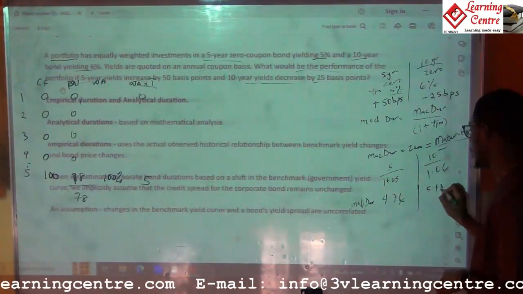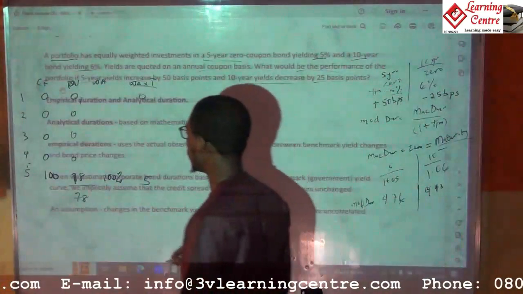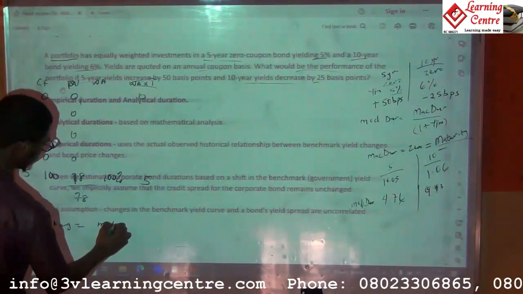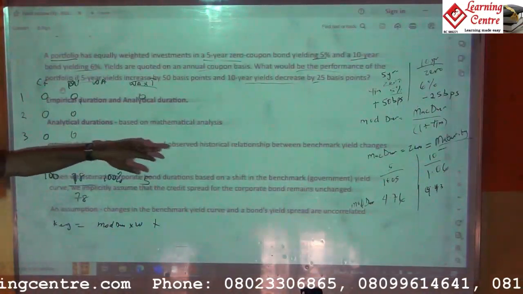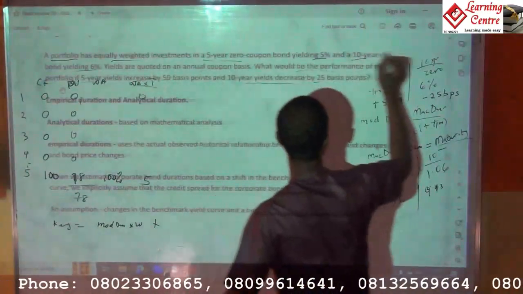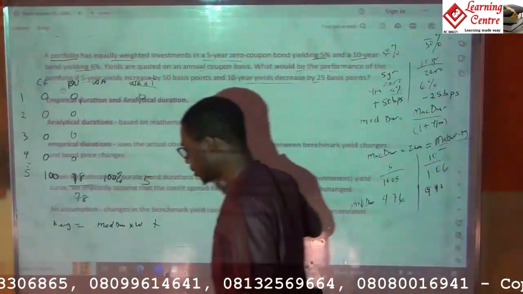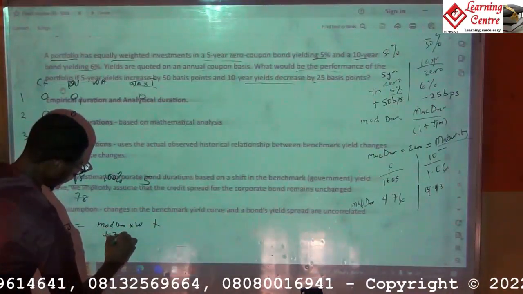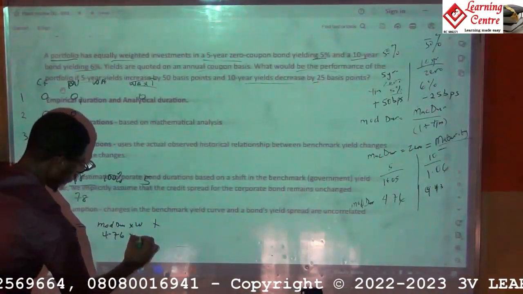The other one comes to 9.43. Remember the formula we had that time, when we said key rate duration is your modified duration times weight. Now we know the modified duration, and you know your weight. It is equally weighted, so I have 50% here and 50% here. So I can do my 4.76 times positive 50 bips there.